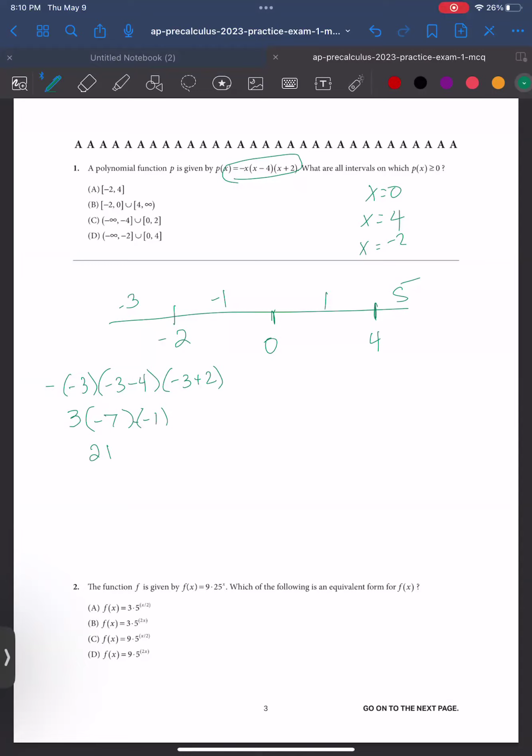Is it B? Wait, what? Why are we looking at the sign for the answer? What do you mean? You're looking for, is it greater than or equal to 0?